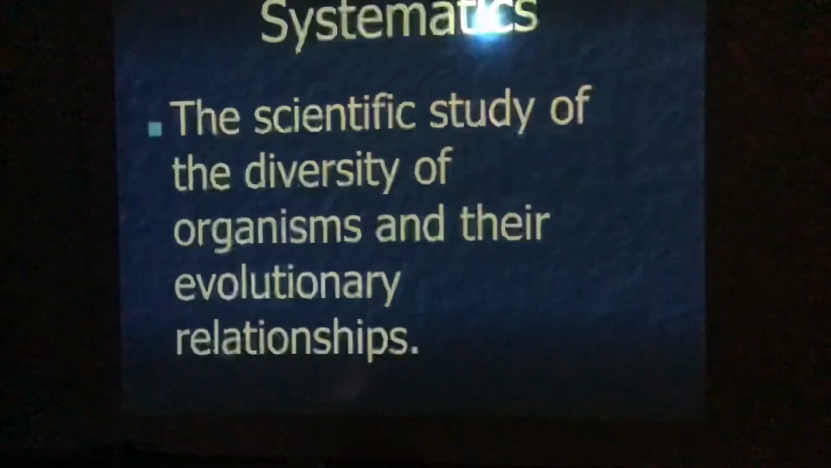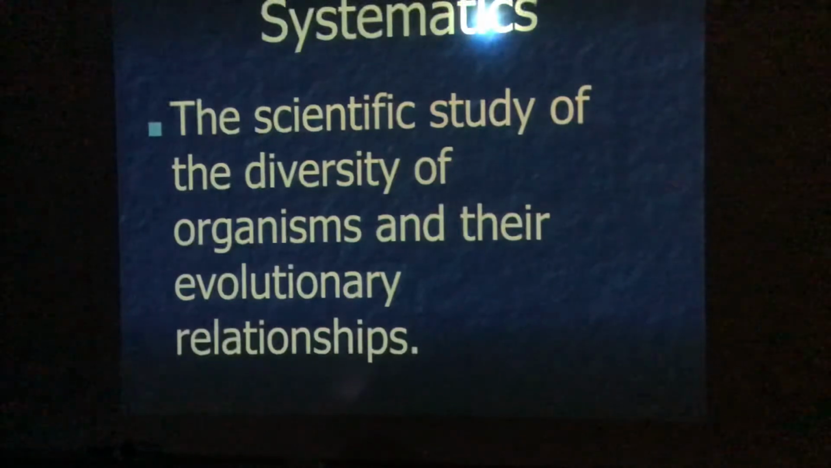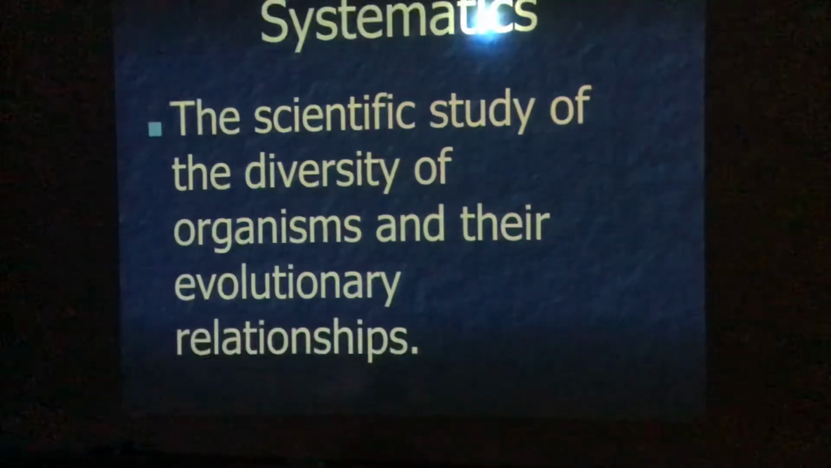Common sense, all right? Systematics is just the scientific study of diversity, meaning different types of organisms and their evolutionary relationships. How are they linked? Remember, the term evolutionary, or evolution in a sense referred to in science, is just change over time. That's what it means. That's what it's referring to, okay?